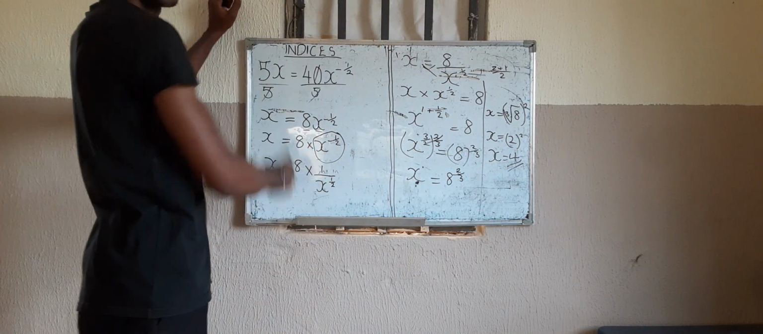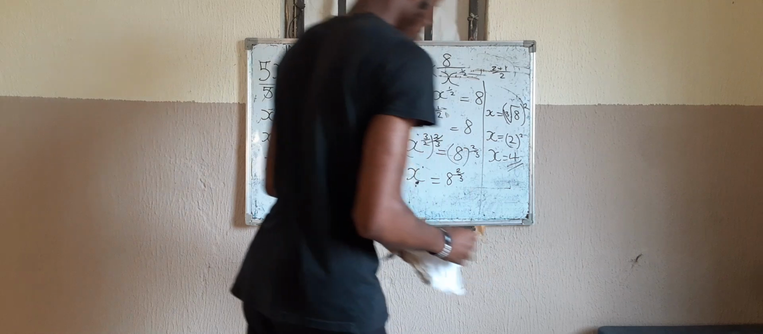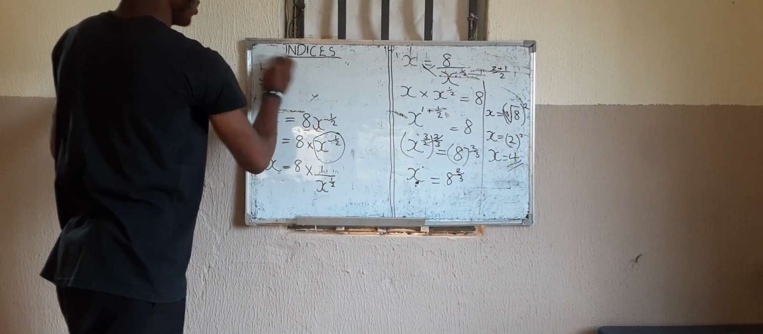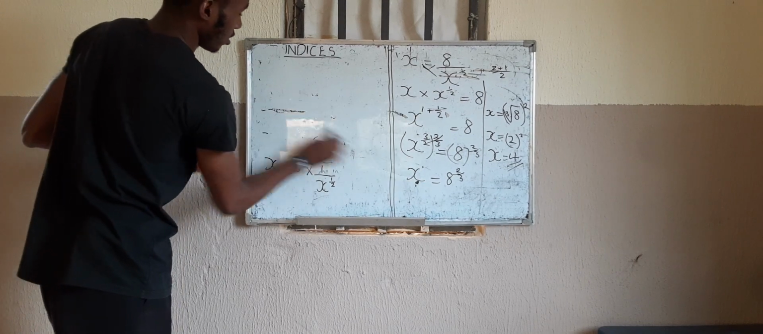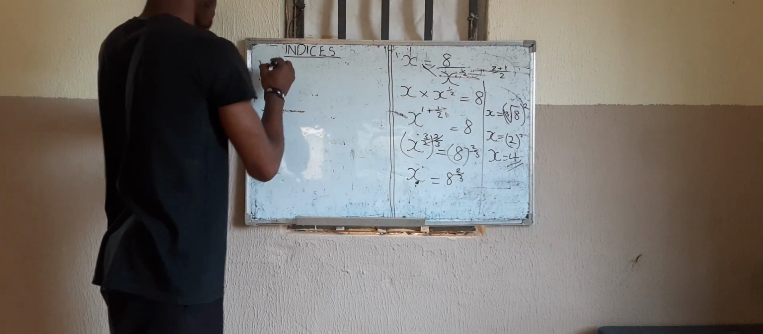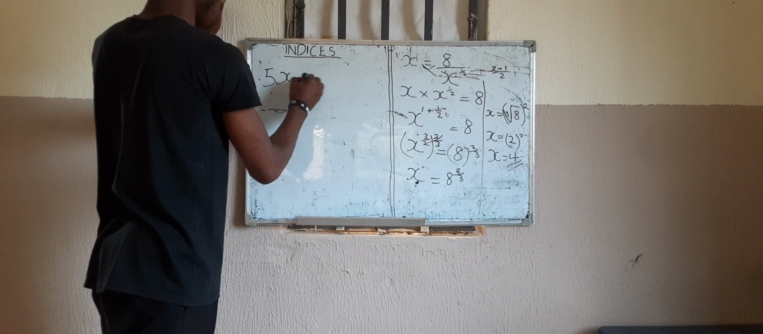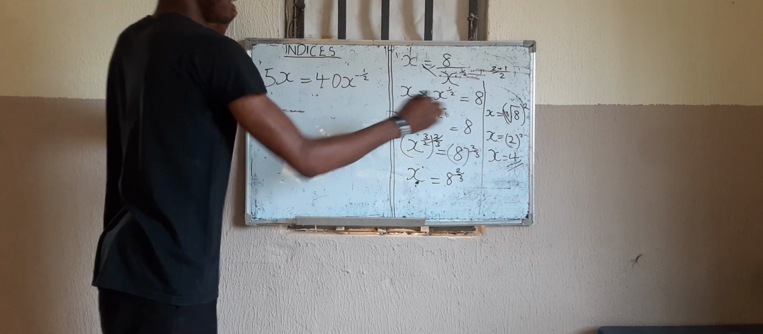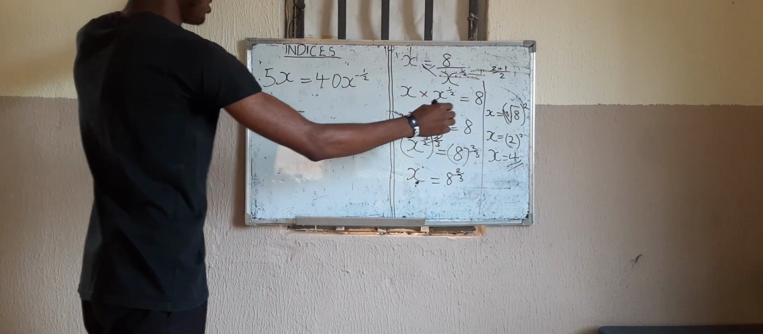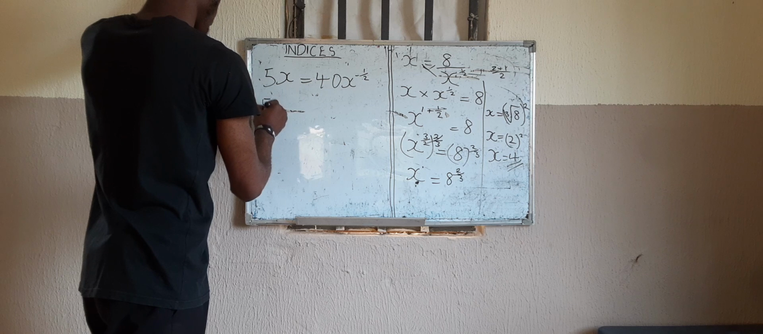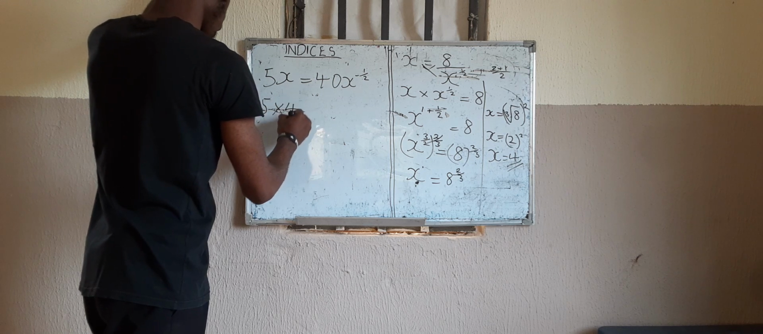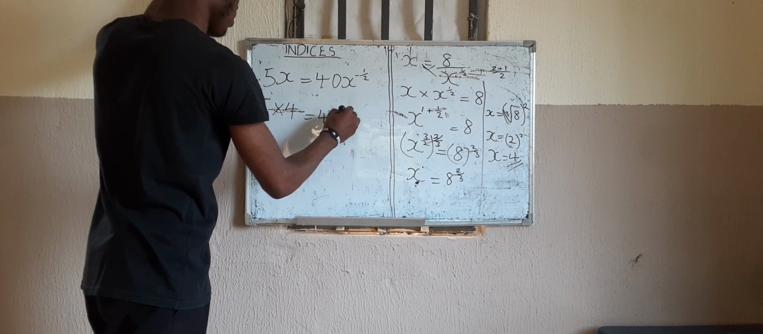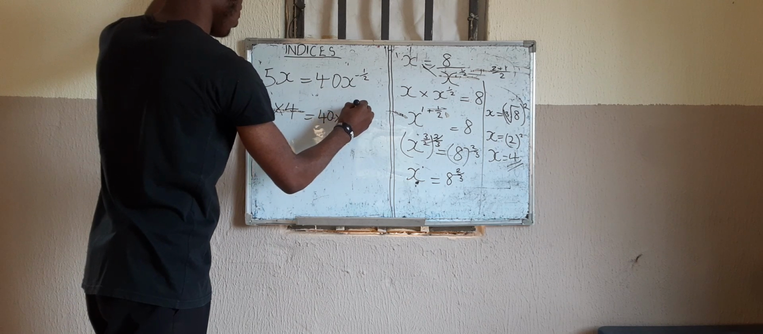We can also do a cross check. Let's do a cross check on this. So in the question we have 5x equals 40 x raised to the power of negative 1 over 2. Let's replace x with this. Let's see if they are equal. So 5 times 4, so x is 4, equals 40 times 4 raised to the power of negative 1 over 2.